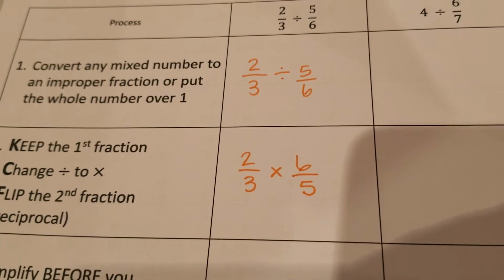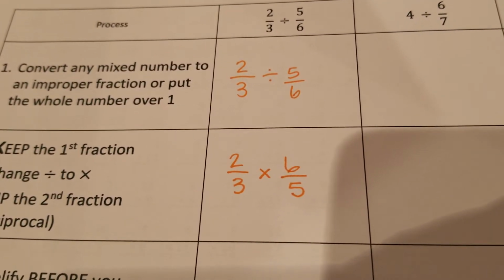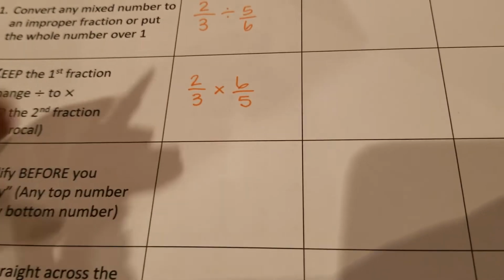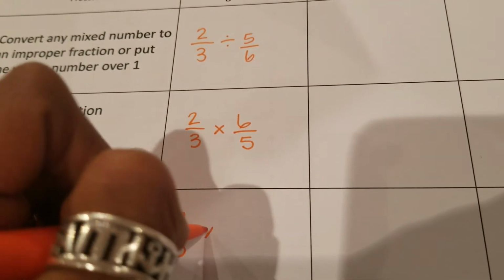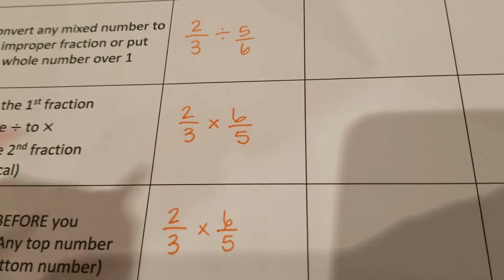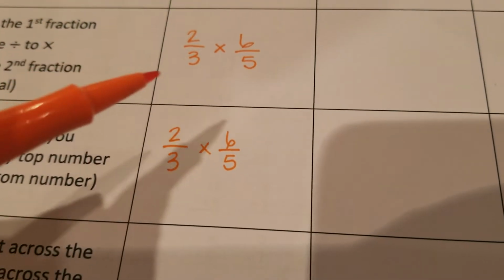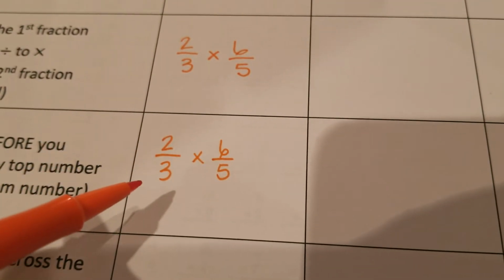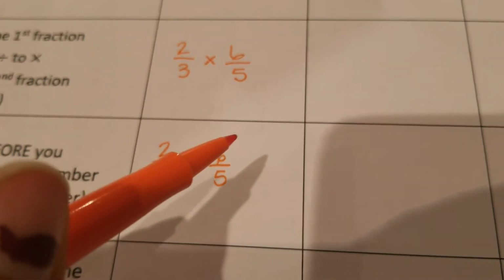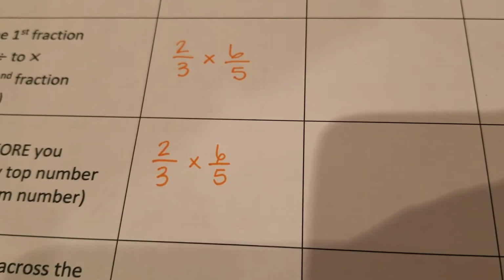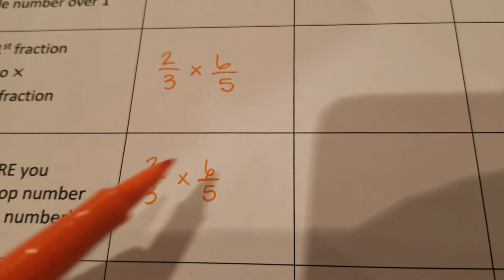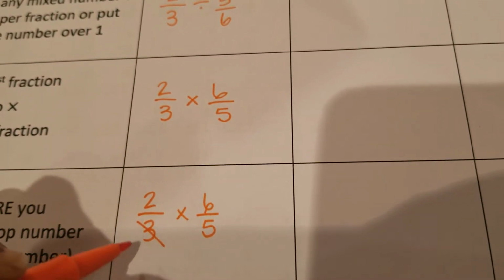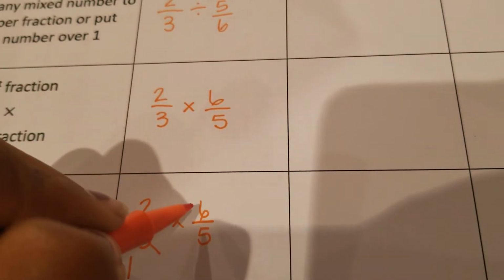Okay, now this looks just like the problems we did on our multiplying fractions page. So we're going to try to see if we can simplify before we multiply. 2 and 3 are not in the same column. 6 and 5 are not in the same column. 2 and 5 are not, but 3 and 6 are, and they're both under 3. So 3 divided by 3 is 1, 6 divided by 3 is 2.